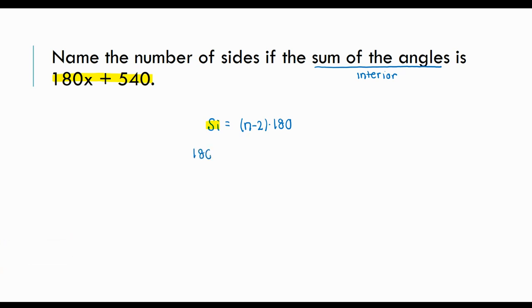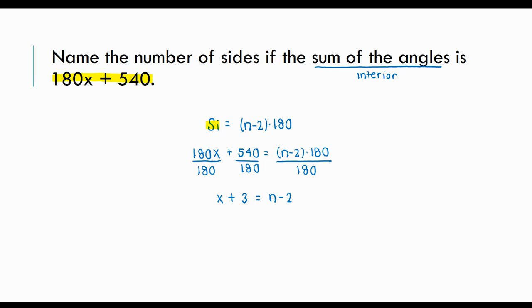So we're going to have 180x plus 540. That's going to equal my n minus 2 times 180. Just like our last two problems, I'm going to get rid of the multiplication by dividing. Now, because I divided the right-hand side by 180, everything on the left is going to get divided by 180 as well. So on the left-hand side, 180x divided by 180 is just x, plus 540 divided by 180 is going to give me 3. On the right-hand side, that would leave me with n minus 2.